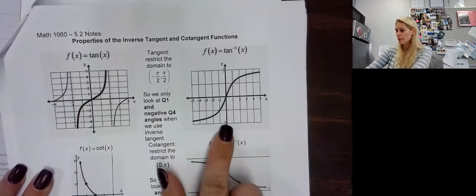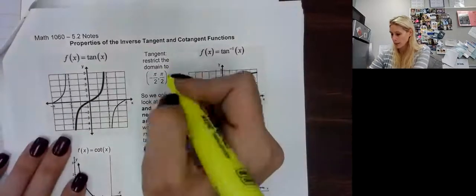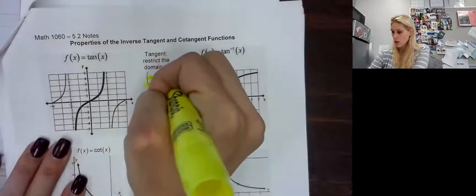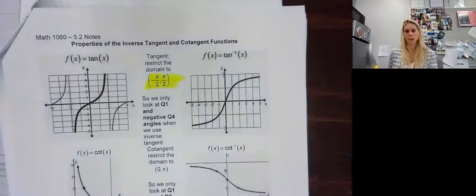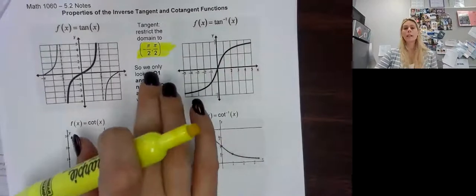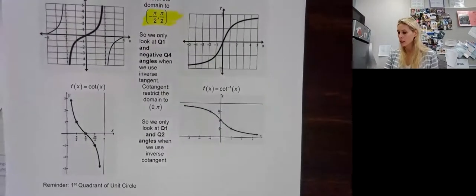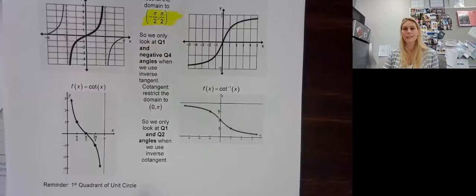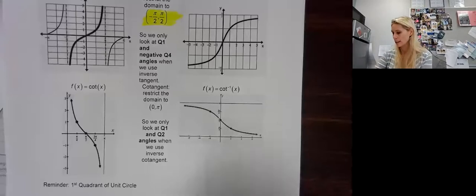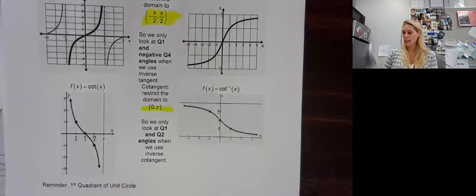And of course, what that means for our domain here is that we have to restrict it to those two things because we have asymptotes there. So we're going to focus on quadrant 1 and 4, just like we did with sine. Now for cotangent though, our asymptotes are at 0 and pi. So that's where we have to restrict our domain for our inverse there. So that's quadrant 1 and 2, just like cosine.